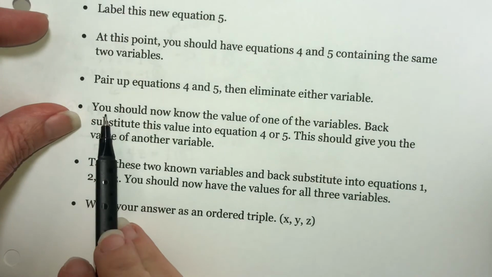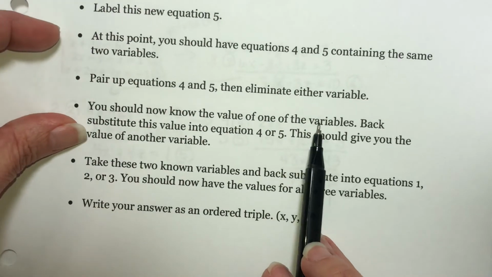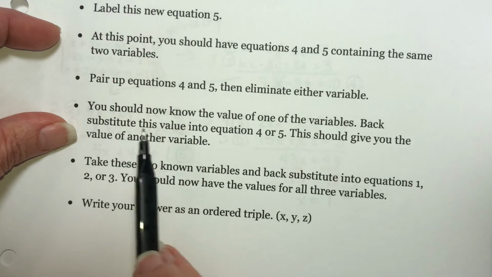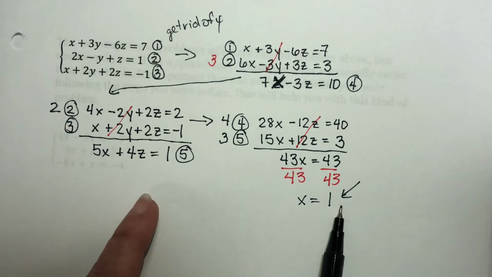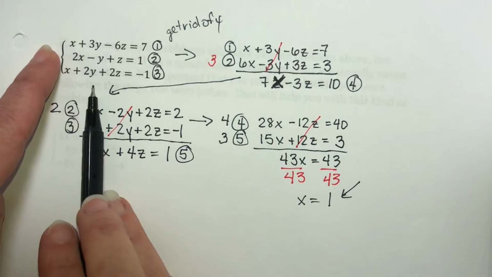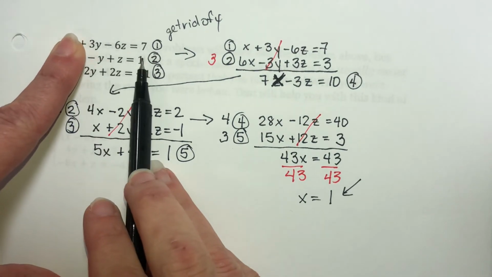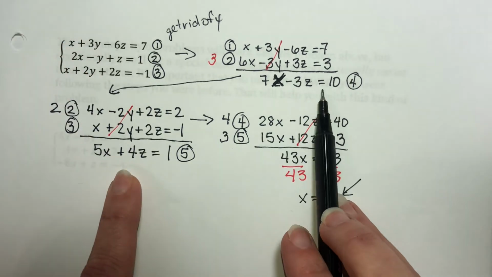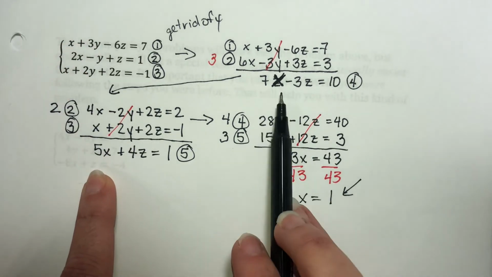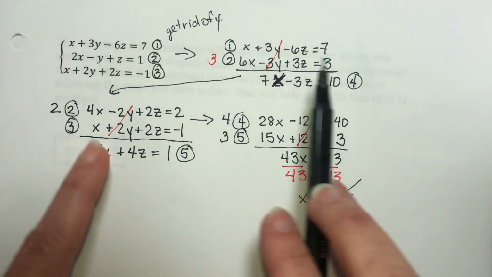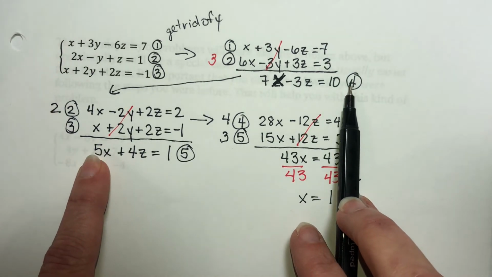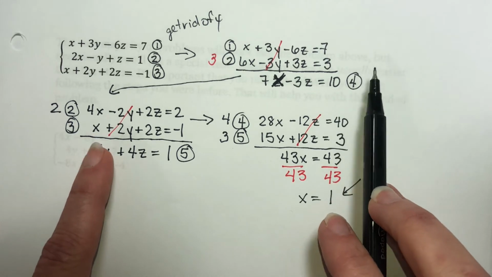So now we know one of the values of the variables. Now we're going to do back substitution into either equation 4 or 5. Now why 4 or 5? Because if I plug it in here, I know my x, but I still won't know my y or my z. Whereas if I plug it in here or here, if I know my x, I can find my z. So here I would be able to simplify. Here I'm able to find another answer.